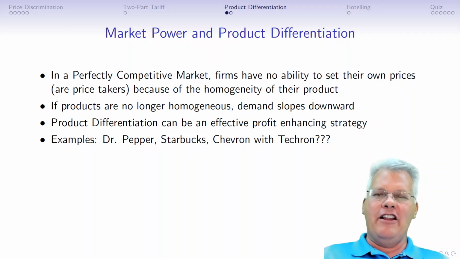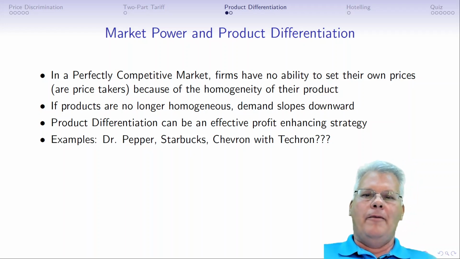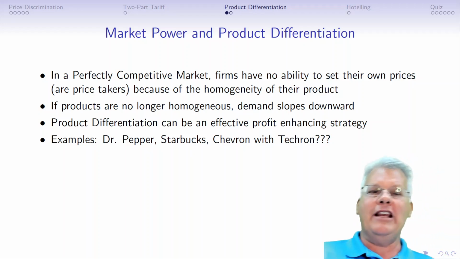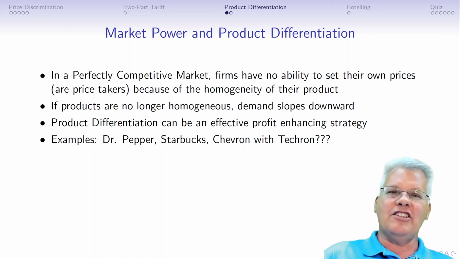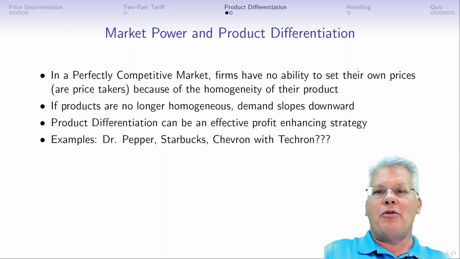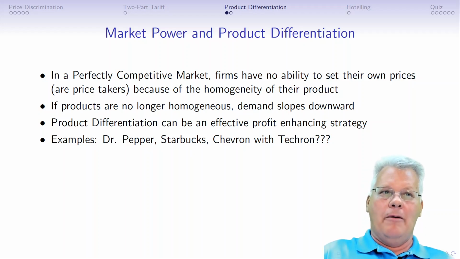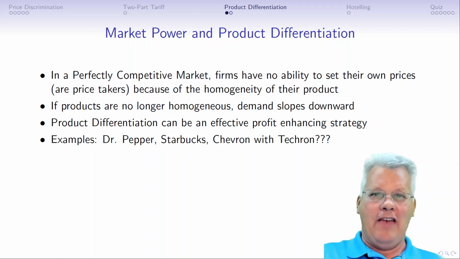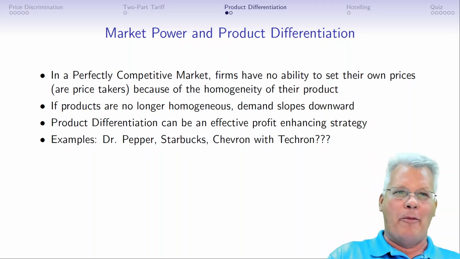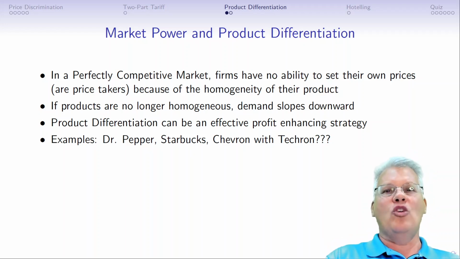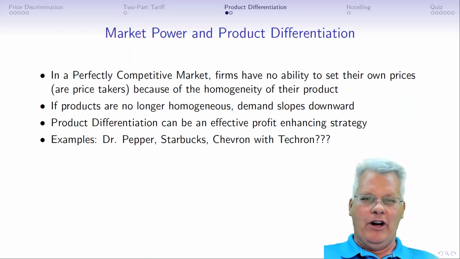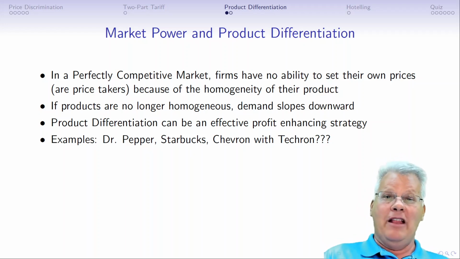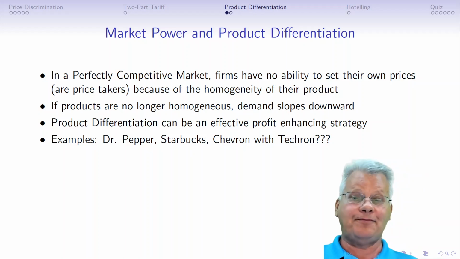In the perfectly competitive market, we talked about firms being price takers. They have no ability to set their own prices, and the reason for this was that in the perfectly competitive market, products were assumed to be homogeneous. The example that I gave at the time was my dad, the wheat farmer. His wheat was just like the wheat that the neighbor grew. They were indistinguishable from one another, and because they were indistinguishable, that meant that both of them were price takers.